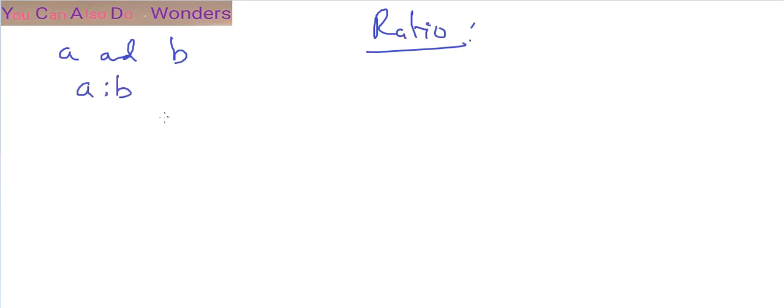Okay. In this video, we are going to discuss the concept of ratio. The ratio between two quantities A and B is represented by the symbol A is to B. We call that symbol "is to". So that's the colon. So A is to B. You should read this as A is to B.